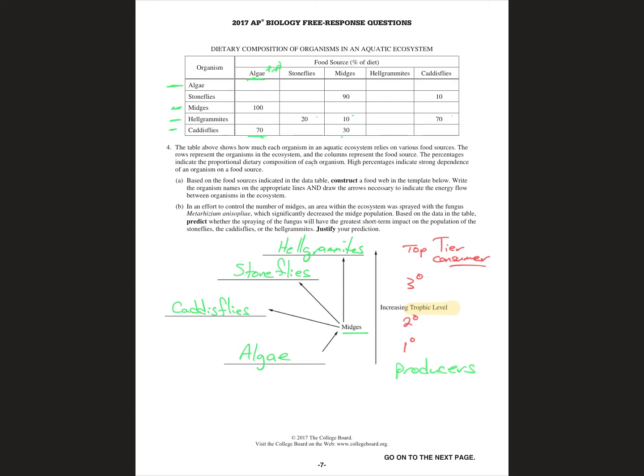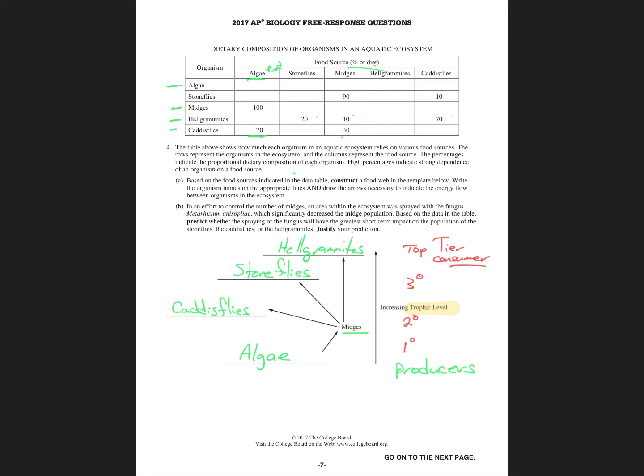The percentages indicate the proportional dietary composition of each organism, that's what I thought. Yeah, percent diet. So that's just describing the chart. Based on the food source indicated in the data table, construct a food web in the template below. Write the organism's name on the appropriate lines and draw arrows necessary to indicate the energy flow between organisms in the ecosystem.